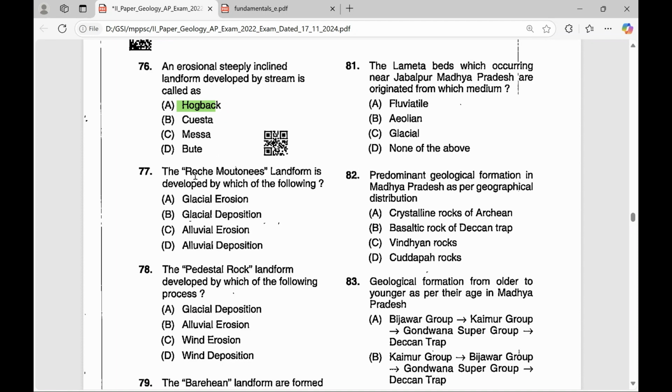Okay. So the Roche Moutonnée landform is developed by which of the following? This is a very common question. I think if you have read geomorphology from Mahapatra, right now I'm also opening it. Most probably it will be glacier. I'm just confirming, is it glacial erosion or glacial deposition? I think it's glacial erosion. So it's right. The answer will be glacial erosion.